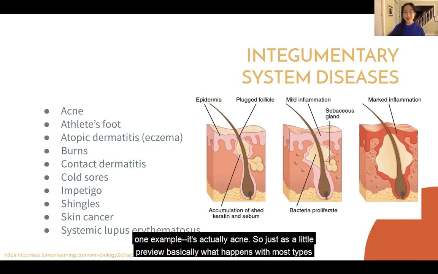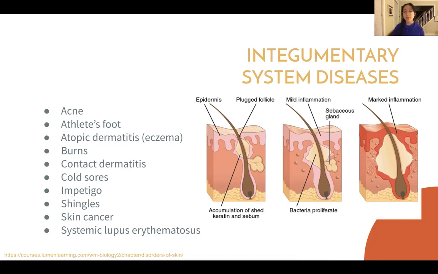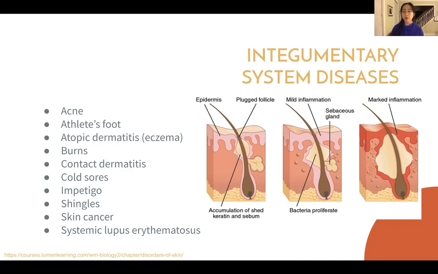It's actually acne. So just as a little preview, basically what happens with most types of acne is hair follicles are inflamed, which means you have blood vessels dilating and you have leukocytes, which are those little white squiggly things in the last picture, swarming to the site and causing redness, swelling, and pain to build up in that localized area. And that's because of bacteria proliferating in the hair follicle.